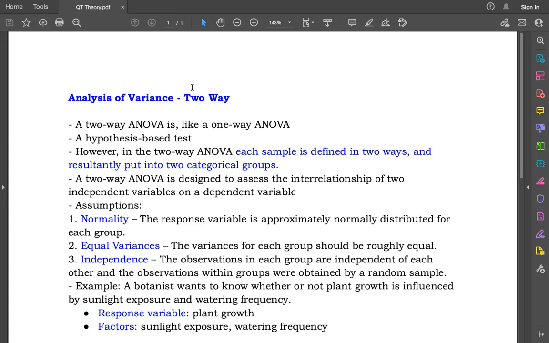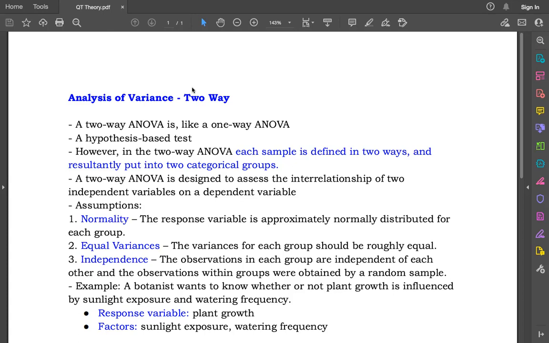So I'm going to be finishing off the analysis of variance for the two-way testing. We already did the one-way ANOVA testing. It is very similar to the one-way ANOVA testing, but this is obviously two ways. The difference is that in one-way ANOVA, we only had one variable which we were testing. And here, each sample is defined in two ways, and then we divide them into different category groups. Basically, this is used when you have two independent variables and one dependent variable that you have to find the relationship between.